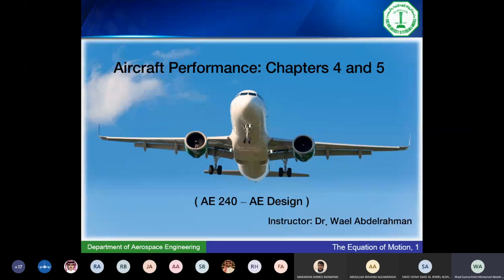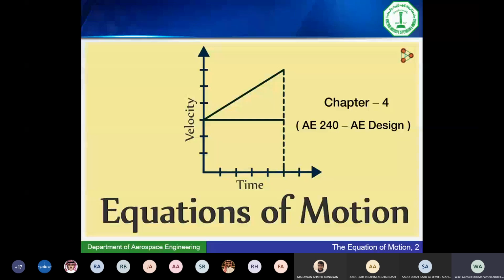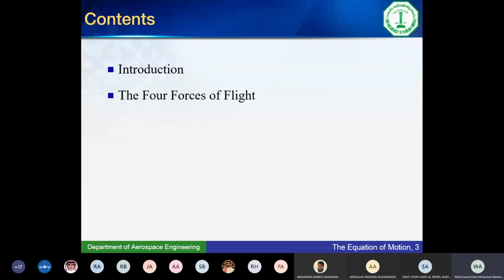So this is what we'll do in chapter 4. We're going to look at the equations of motion. We're going to look at the aircraft as a rigid body, and we're going to look at the forces on that rigid body, as well as the equations of motion that govern its motion.